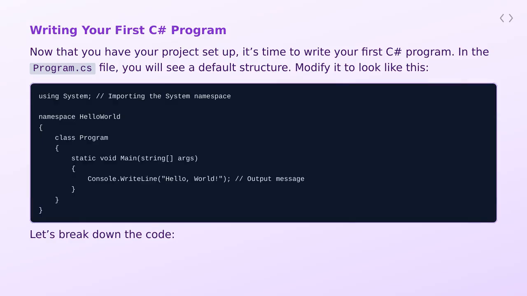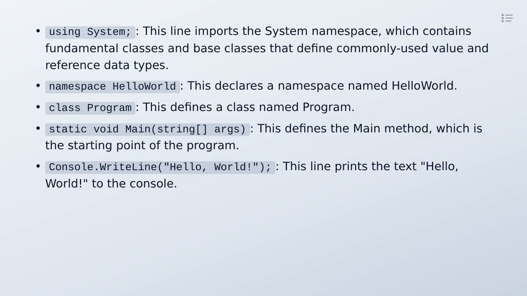Now that you have your project set up, it's time to write your first C# program. In the Program.cs file, you will see a default structure. Modify it to look like this. Review the class shown on screen and how its members are organized. Let's break down the code. You'll see a few items listed here.